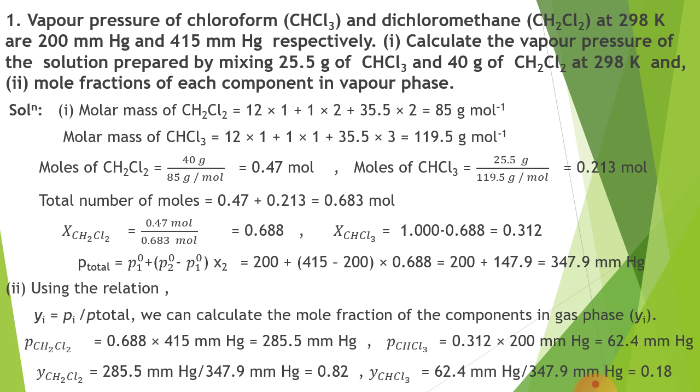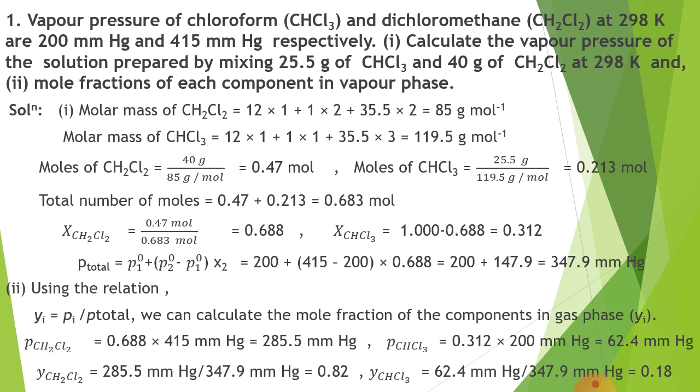Now we know that P total equals P01 plus (P02 minus P01) X2 from Raoult's law. Putting the values of P01, P02 and X2, we find the answer 347.9 mmHg. By this way, we calculate the vapor pressure of solution, that is, the total vapor pressure. Now, using the relation Yi equals Pi by P total, we can calculate the mole fraction of component in vapor phase or gas phase.